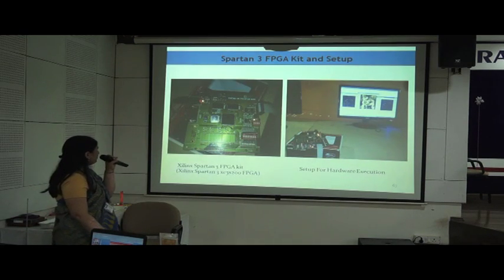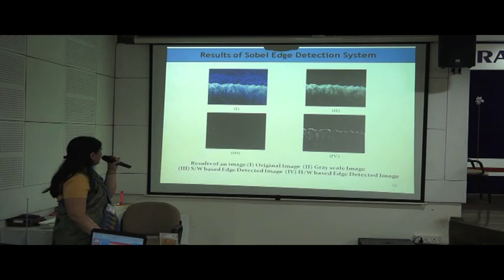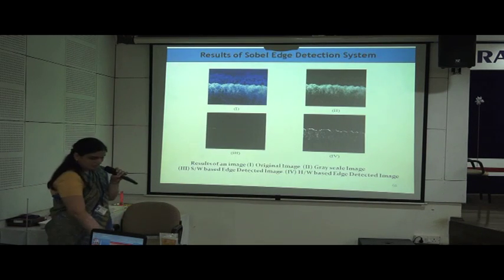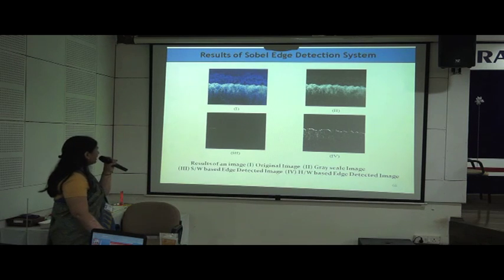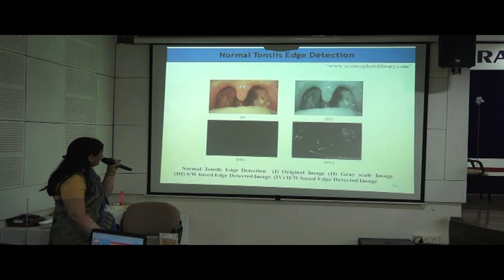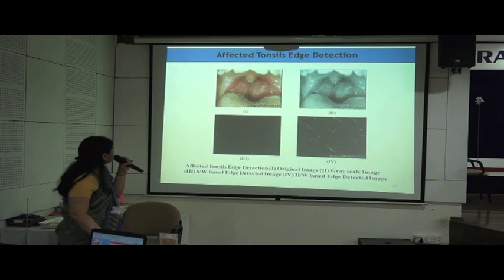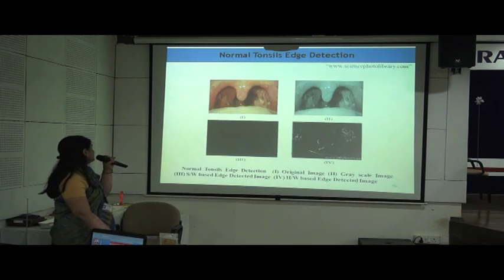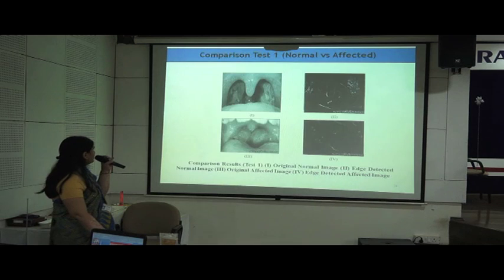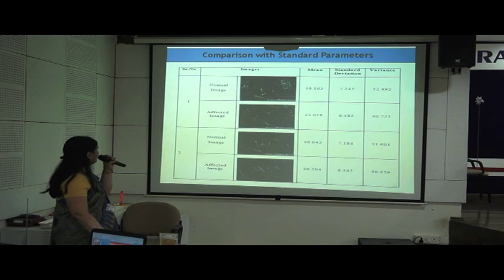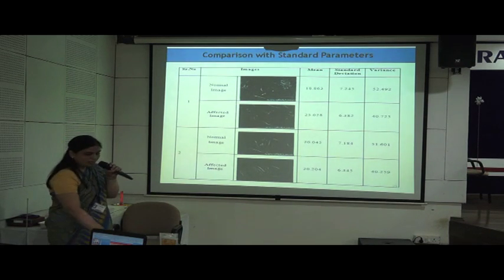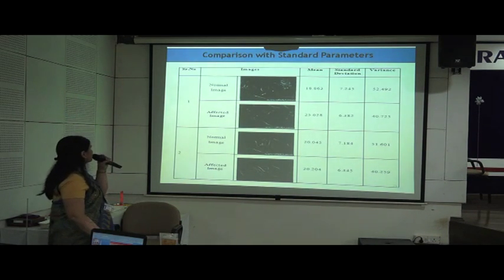So this was the setup which was used for hardware implementation, and here the software and hardware results are compared, wherein the hardware results were better than that of software. So this was the basic image considered, and these are for the tonsillitis detection. This was for normal tonsils, this was for affected tonsils. This was the comparison test for both the images. Here also the comparison test, and here again the mean, standard deviation and variance are calculated for normal images and affected images.